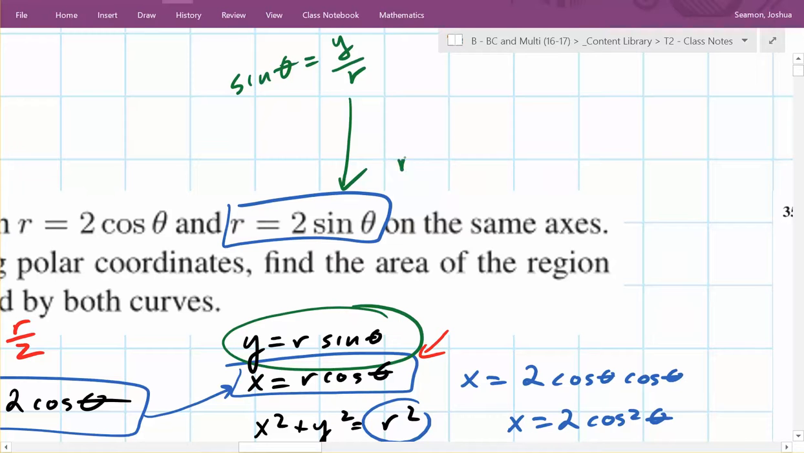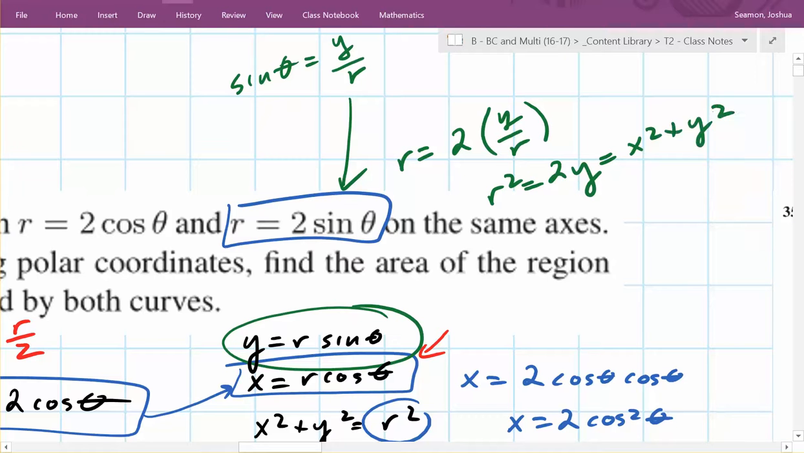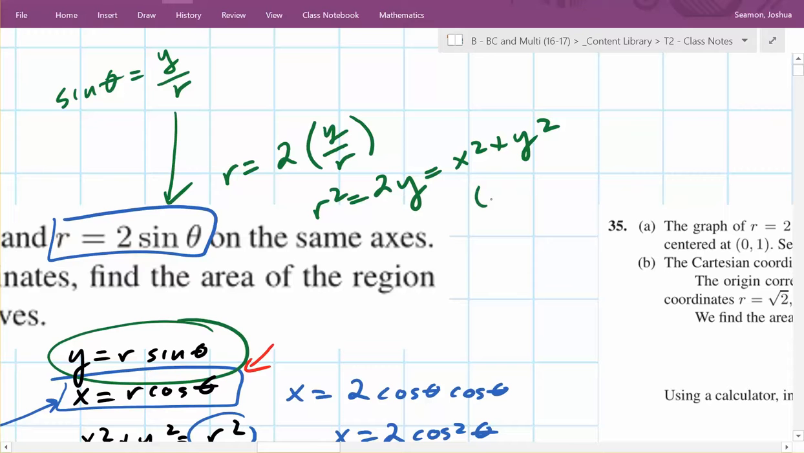And what do we get? R is equal to what? 2 times y over r. Right? So what does r squared equal? 2y. But that's therefore equal to x squared plus y squared. So what does that come out to be? X squared plus y minus 1 squared is equal to 1. The center's at -1, 0. Different center. Similar work.